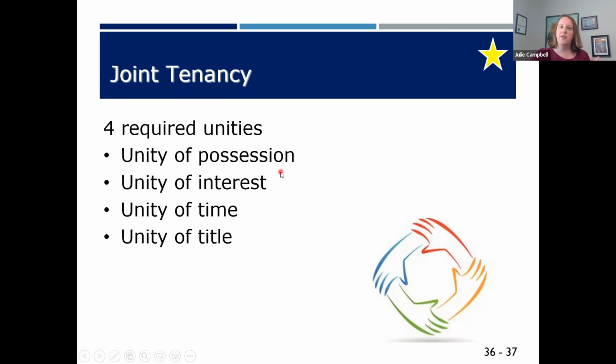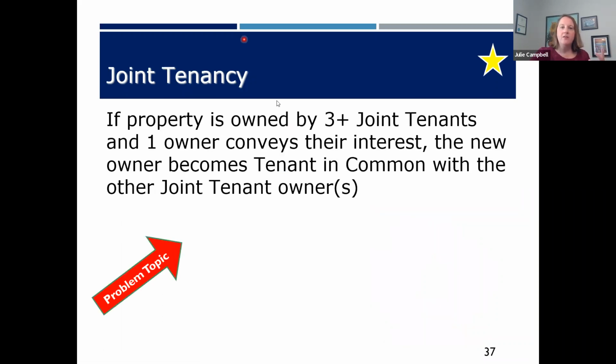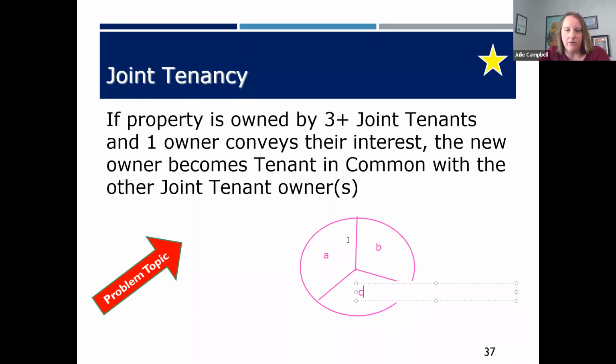So somebody asked a few minutes ago, what happens if somebody new comes in? Let's say, for example, you have 3 owners of joint tenancy. Let's pretend that that's equal. You have owner A, owner B, and owner C. And they all, 4 unities, come in all at the same time. They all take title at the same time. They become joint tenants.